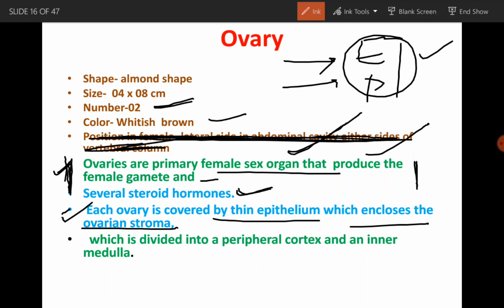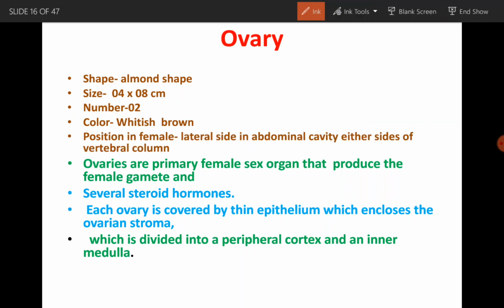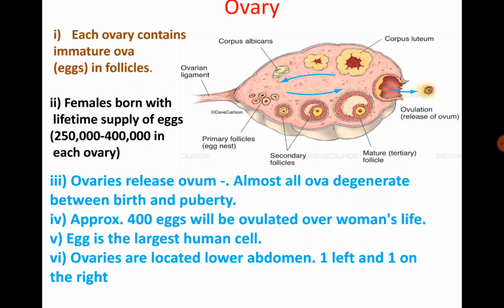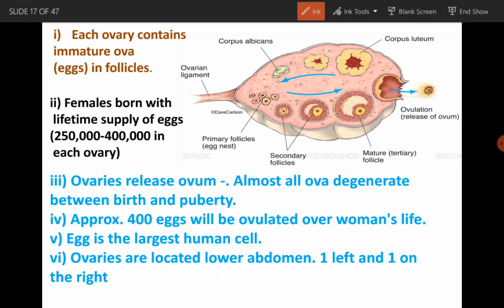Each ovary is covered by a thin epithelium which encloses the ovarian stroma. This is the covering layer, the thin epithelium, which covers the stroma of the ovary. The stroma divides into a peripheral cortex and an inner medulla. So this is the peripheral region, the peripheral cortex, and later on this is the medulla.